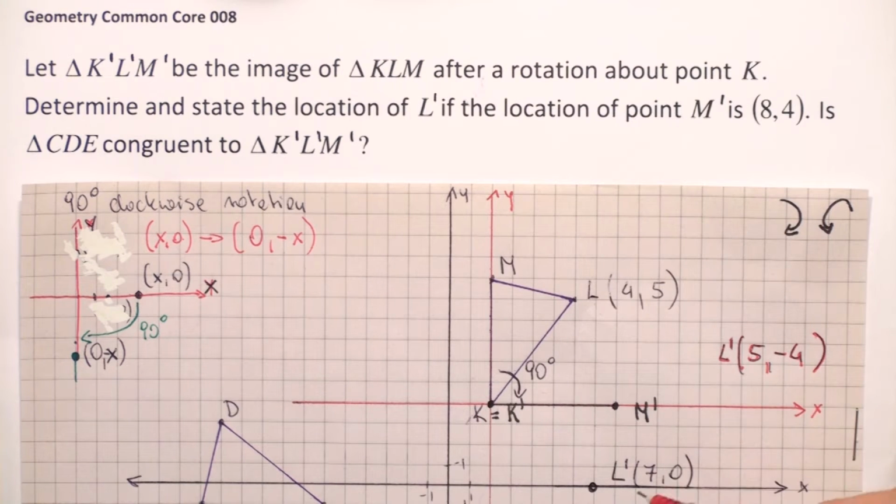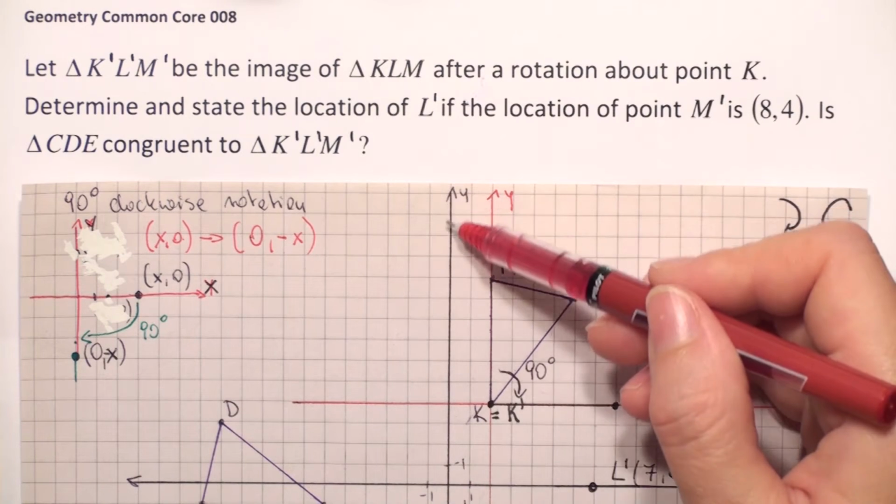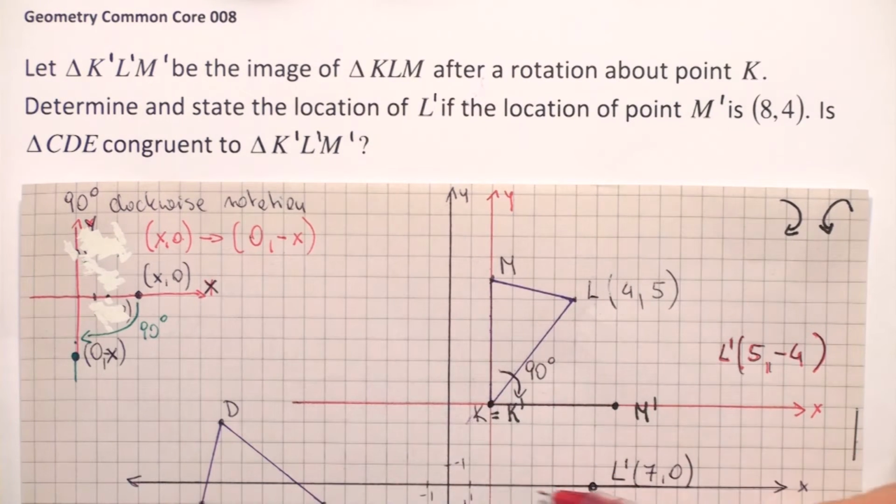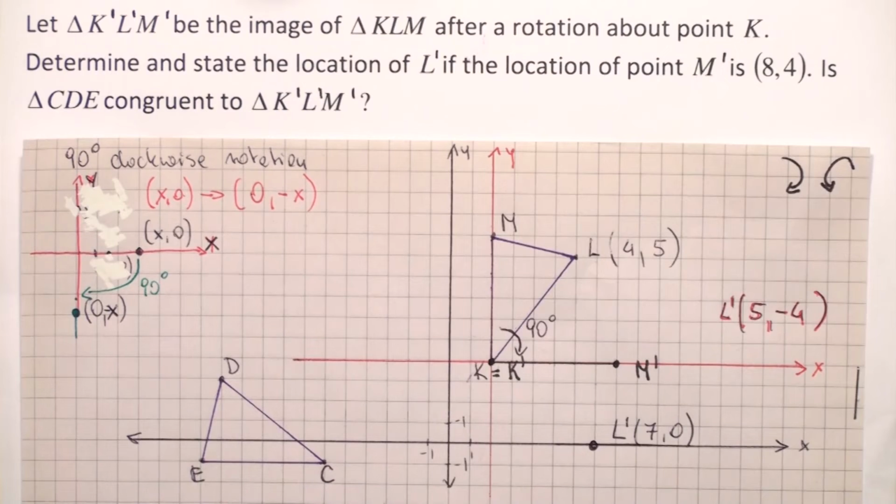But now we have to come back to our old xy plane, the black, and rewrite our L prime to our old xy plane. So for the old xy plane, we use this unit. This is 1, 2, 3, 4, 5, 6, 7, first coordinate, and the second is on the x-axis, so this is 0.